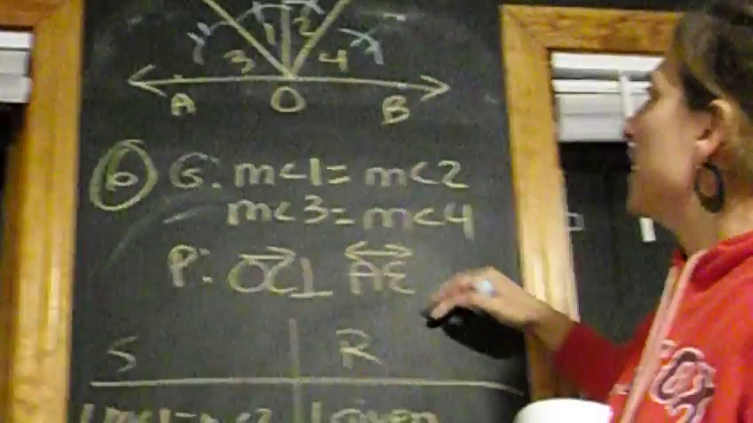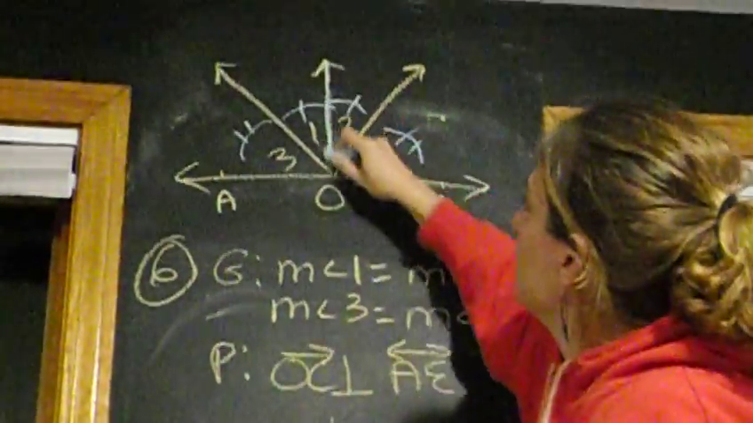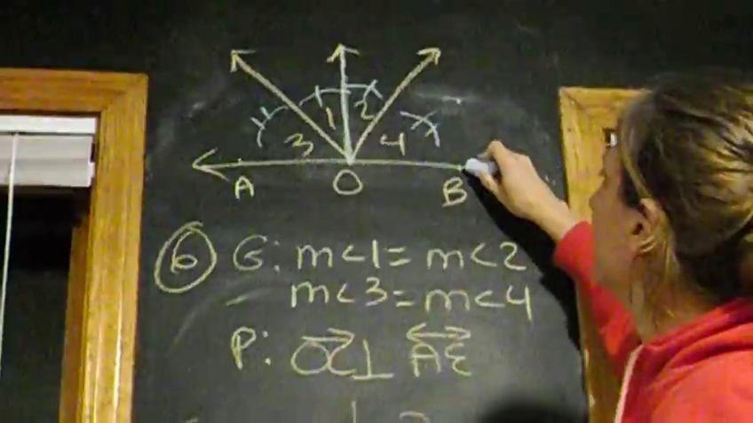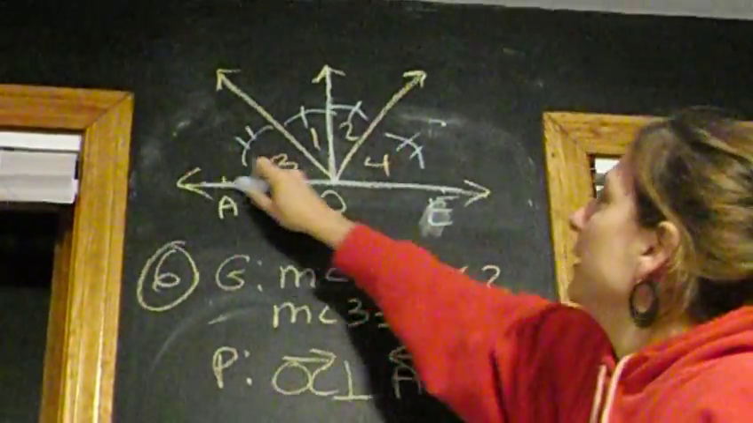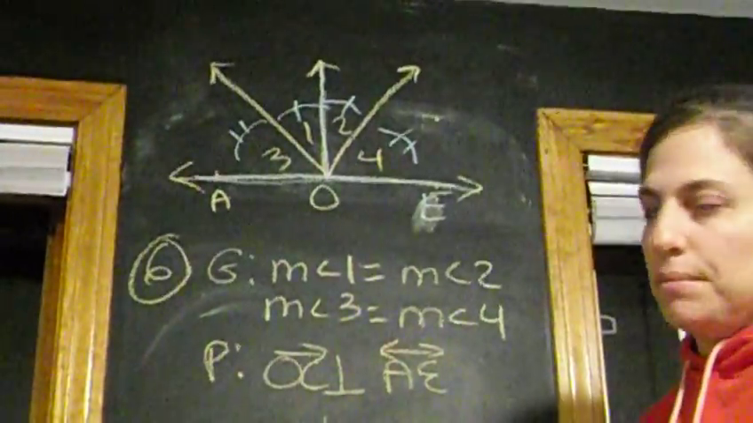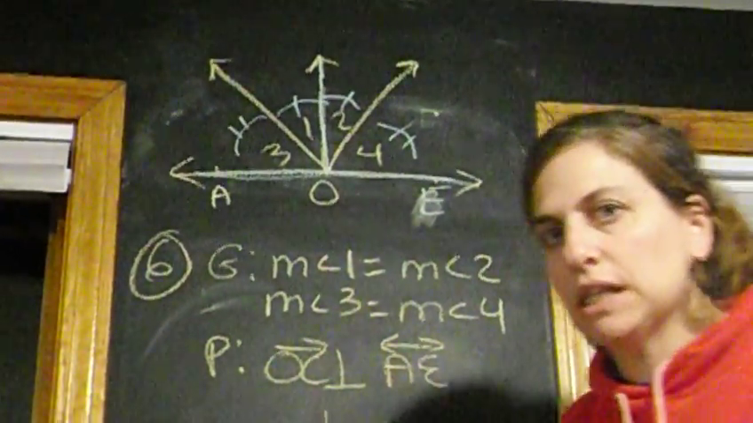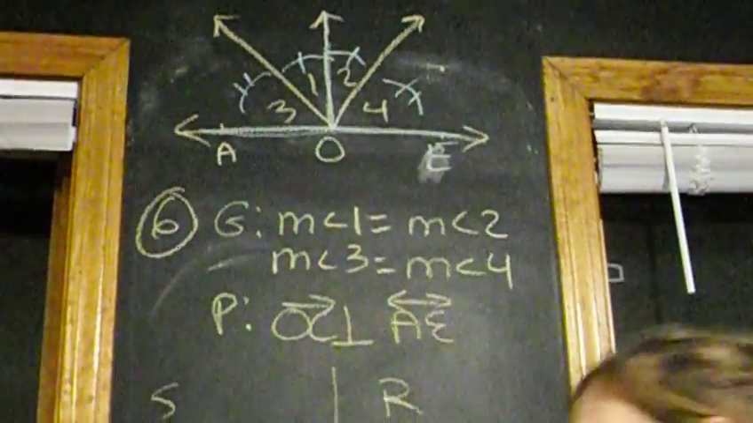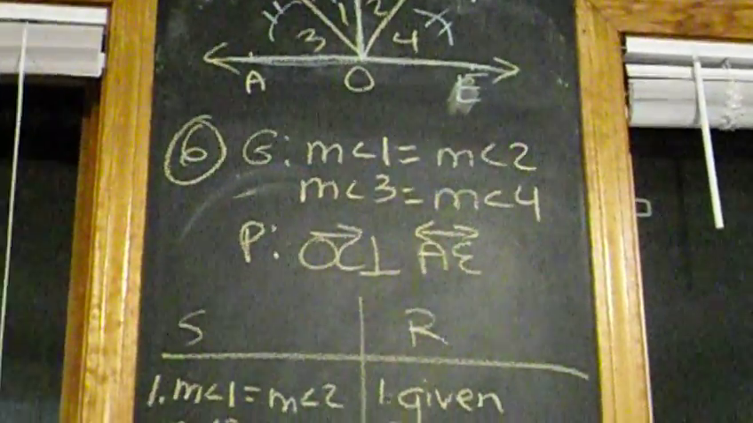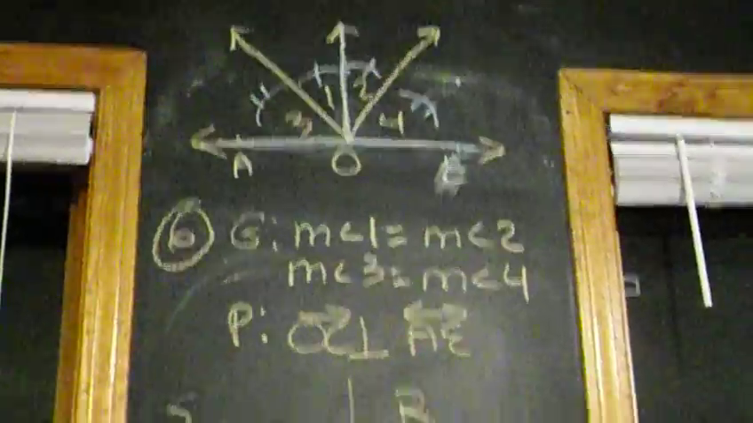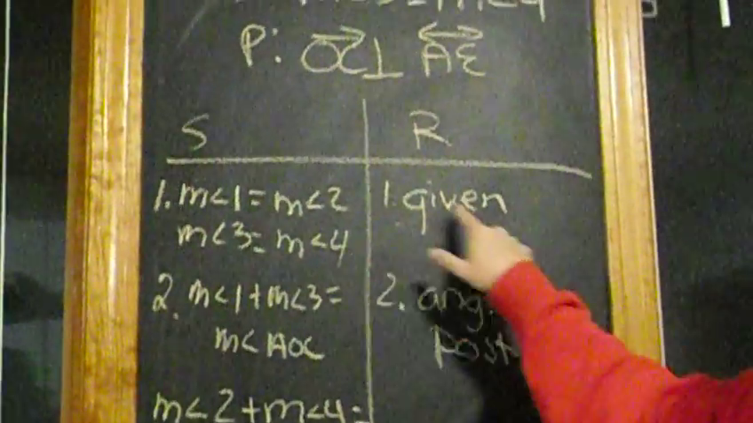We have to prove that OC, which is this, is perpendicular to A. Oops, I wrote B, but that should be an E. Okay, I know that might have messed some of you guys up. I'm sorry. I always make mistakes. Everybody makes mistakes. Everybody has those days. All right. So, step 1, angle 1 equals angle 2, 3, 4, given.